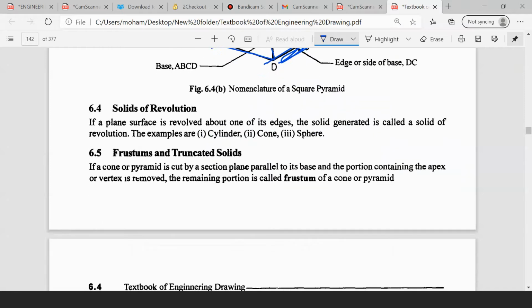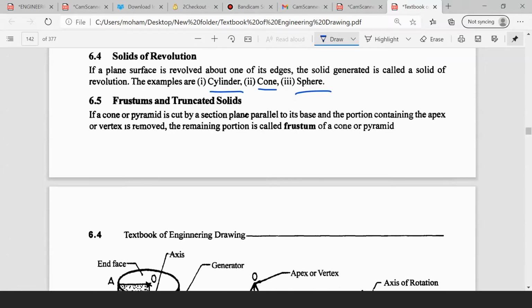Then solids of revolution. When a plane surface is revolved about one of its edges, the solid generated is called a solid of revolution. The examples are: cylinder is one solid of revolution, cone, sphere. Okay. These are known as solids of revolution.